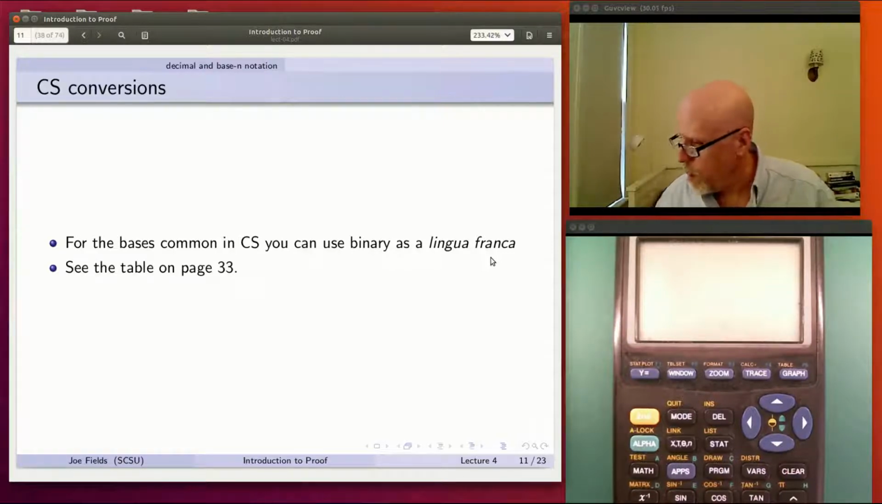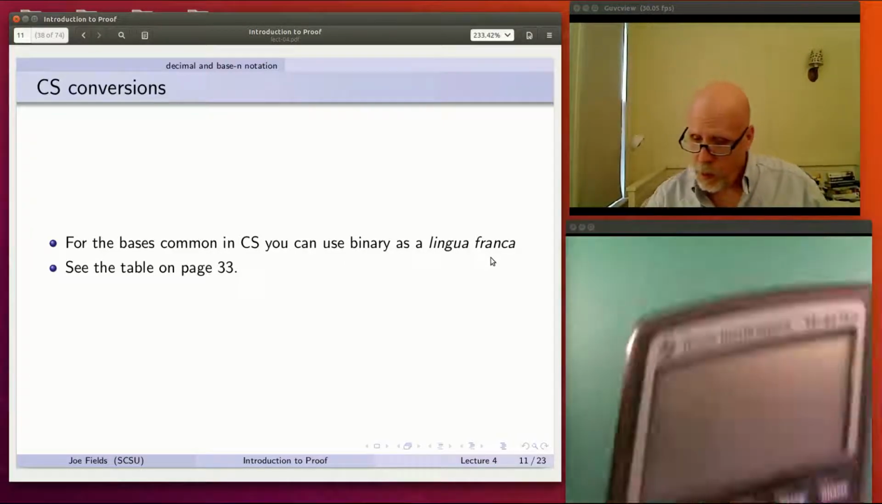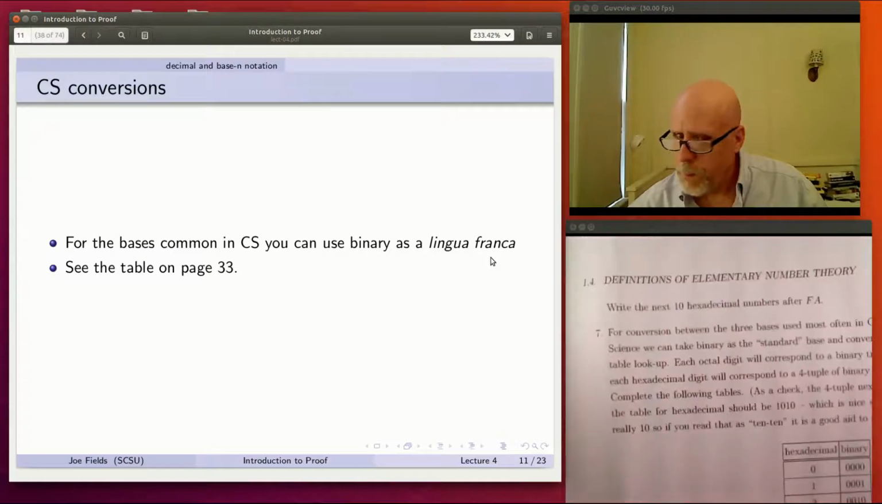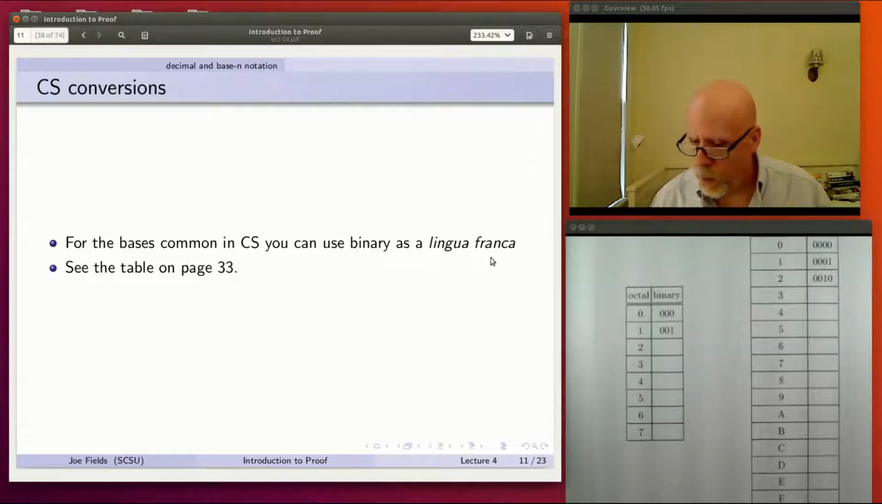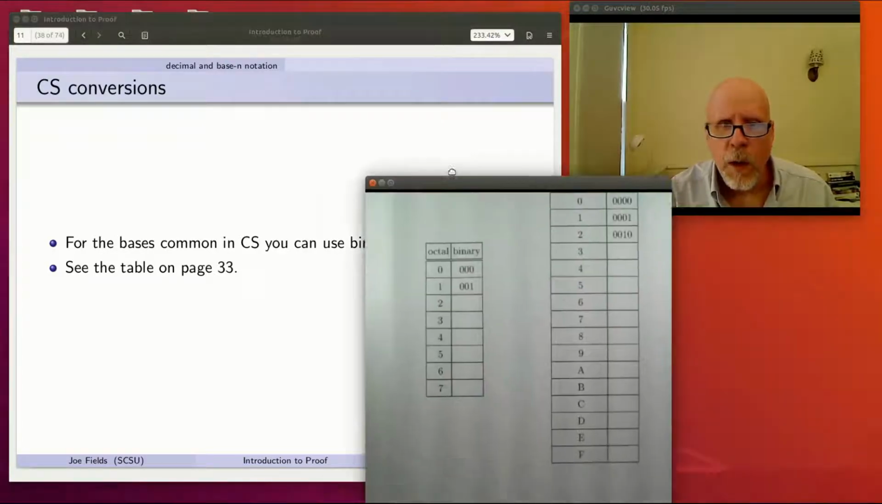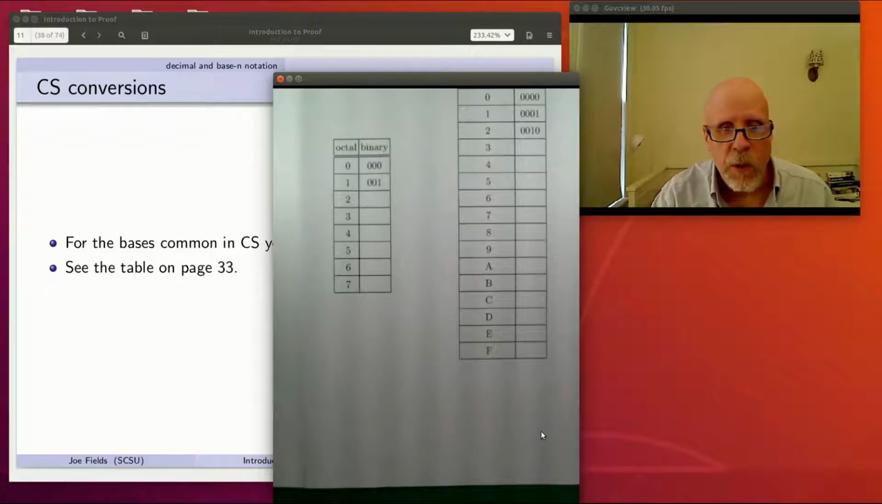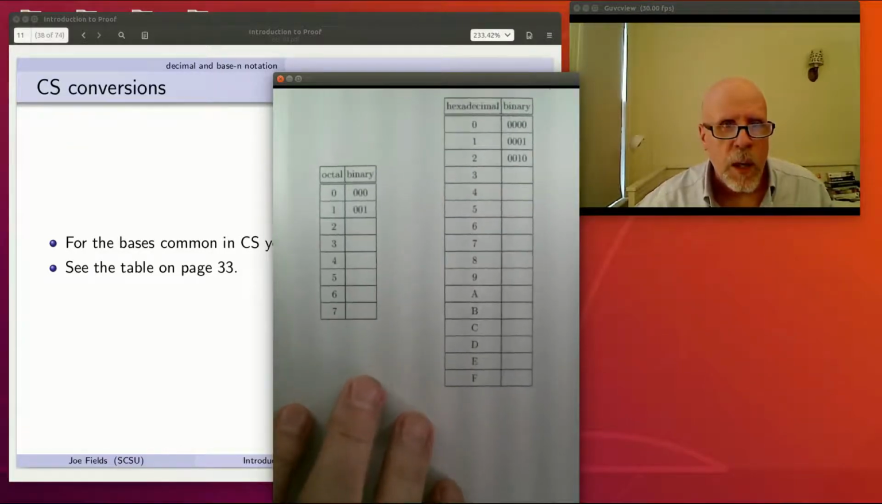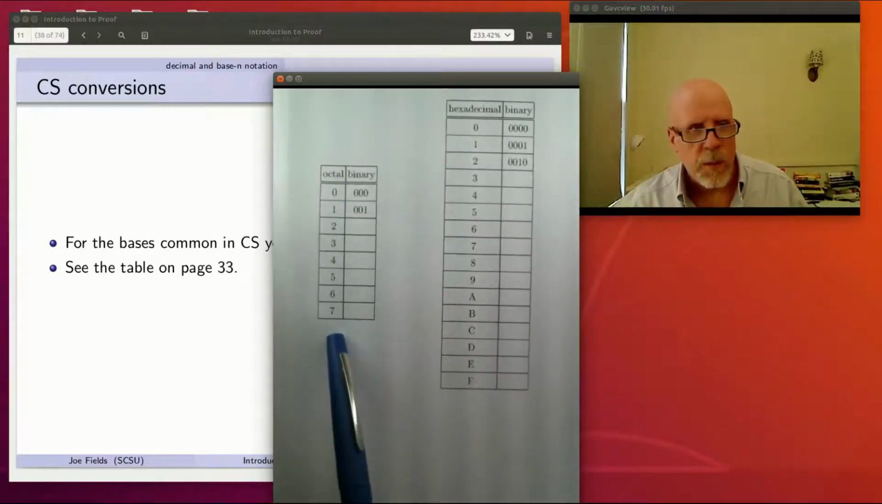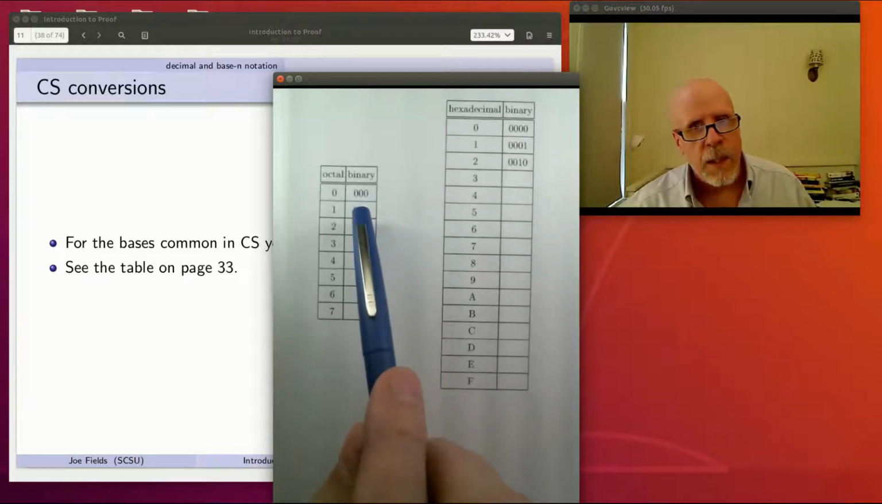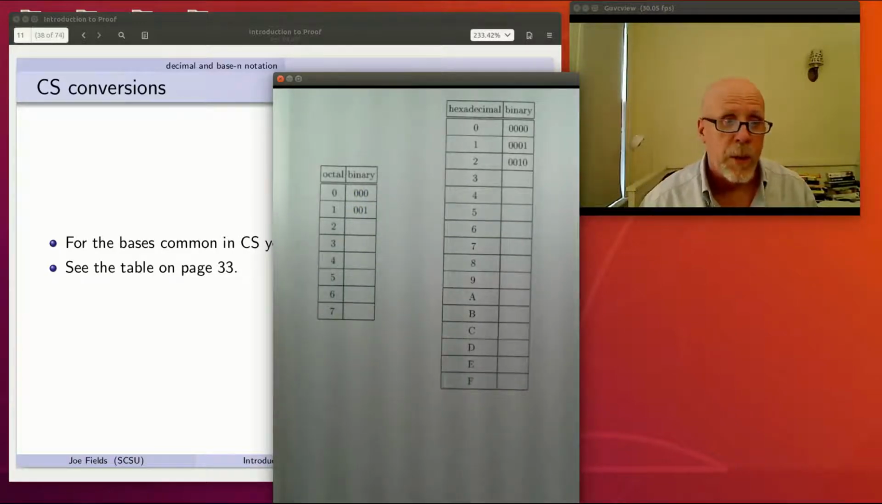There is a table on page 33, which I'm going to complete for us here because it shows you how to use this binary as a translation aid between the various computer science bases. So this table has the octal digits 0 through 7 in the small table, and it turns out each octal digit can be thought of as a binary triple.